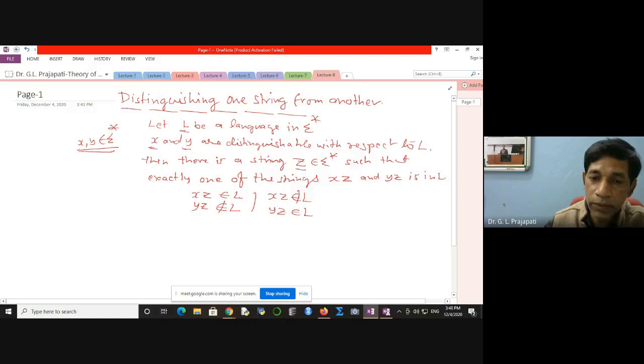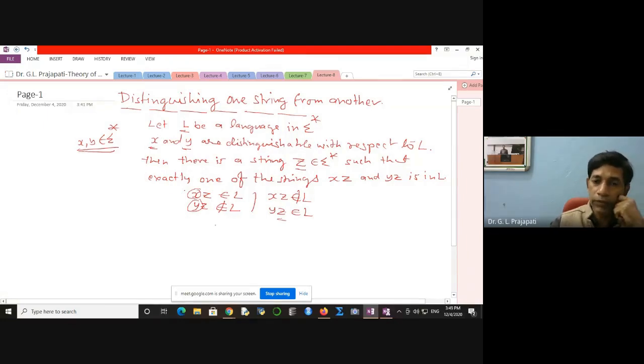So either XZ will be in L, or YZ will be in L. If XZ is in L, then YZ will not be in L. If XZ is not in L, then YZ will be in L. If this is the condition, then your automaton should distinguish these two strings X and Y. Means X and Y are distinguishable with respect to the string Z.